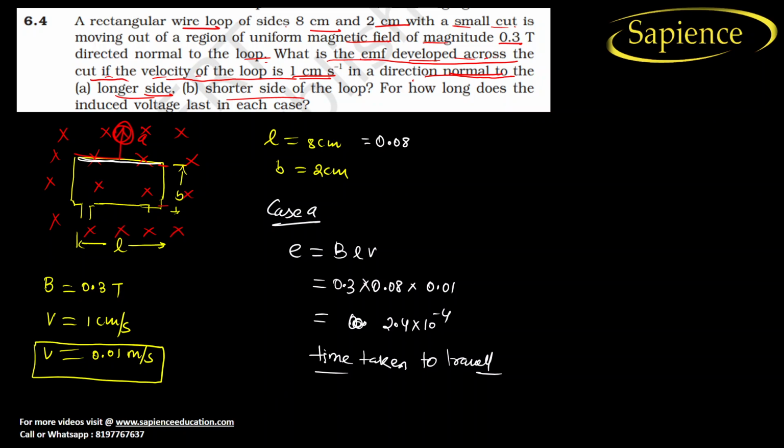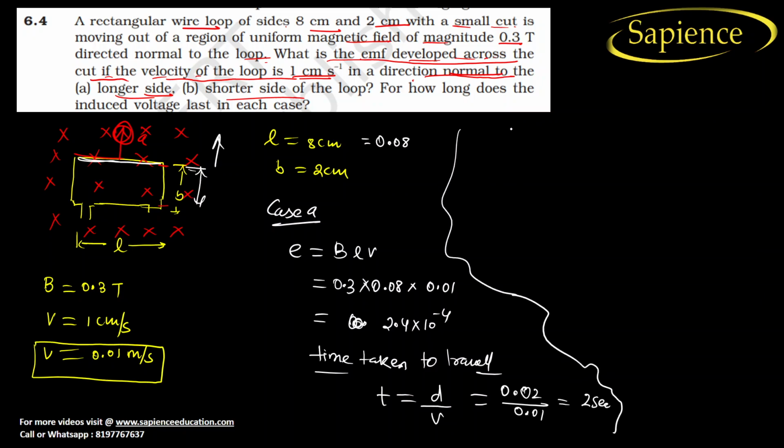How much time should it take? The time taken to travel, t, is equal to distance divided by velocity. The distance traveled when we are moving in this direction is this amount, which is the width. So we take 0.02 divided by 0.01. So this will be 2 seconds. So this is case A.